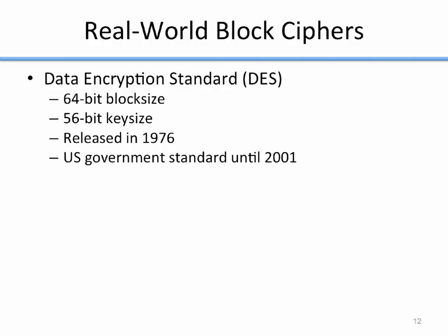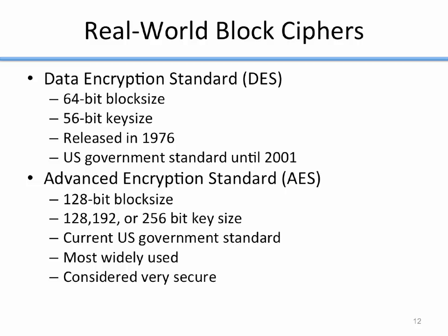And I want to note that 56 bits is small. And it was small in 1976 when this encryption algorithm was released. Its size was somewhat negotiated between various government agencies in the US, some of which wanted it stronger and some of which wanted it weaker so that they could potentially break it later. Now, DES was a government standard until 2001. And then in 2001, they standardized on a new cipher, AES, the Advanced Encryption Standard.